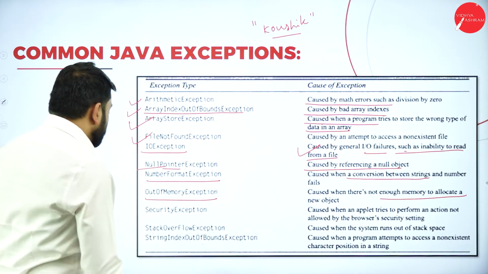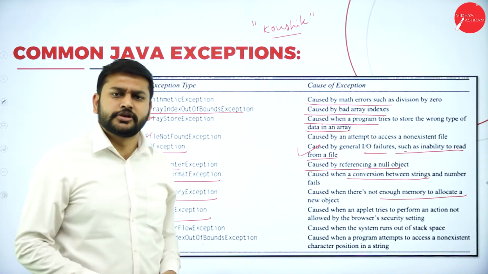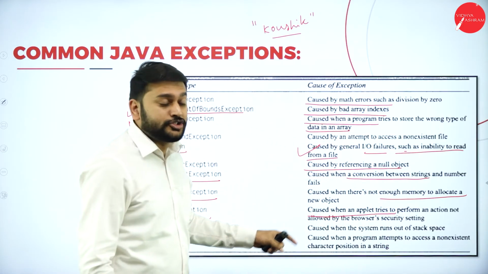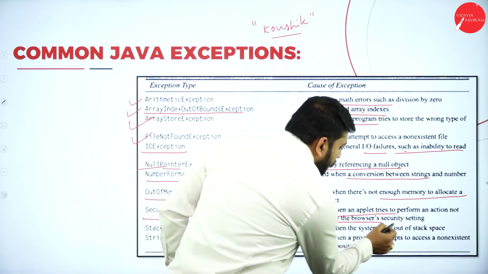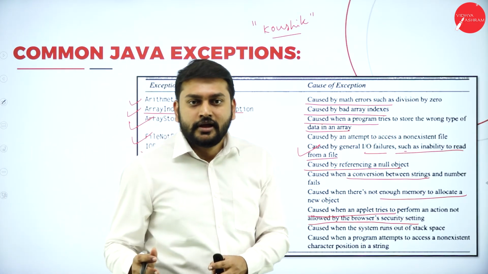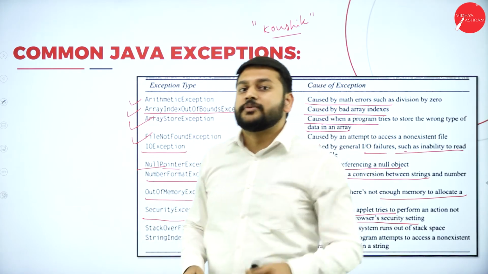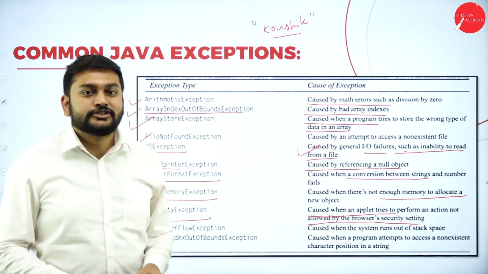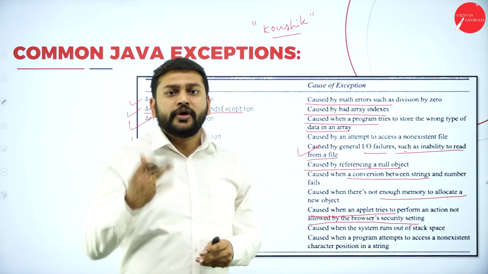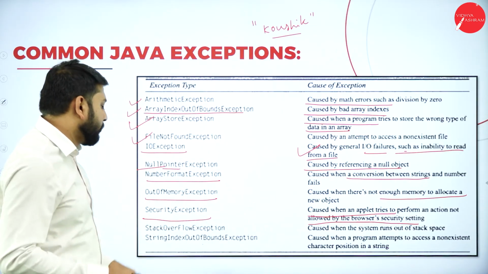Moving forward, SecurityException. What is the SecurityException? So guys, it is caused when an applet tries to perform an action that is not allowed by the browser due to security settings. You try to download some files, but the security of the browser is blocking the download. Applets are small programs which run in your browser. Probably you would have seen the calculator. That's what we call an applet. All right, so that's what you need to remember here.